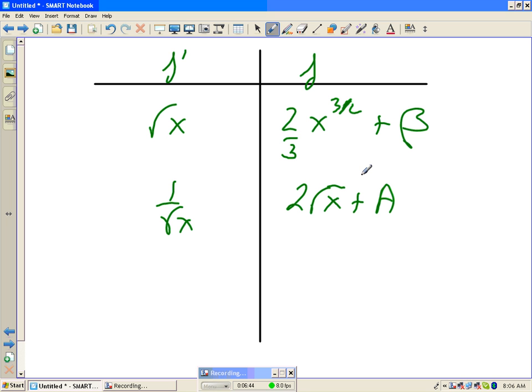Well, check it. This is x to the 1 half. Wouldn't it be rad x over 2? Well, let's see. Let's check it. This is x to the 1 half, right? So differentiate x to the 1 half. What happens to the 1 half? It goes out in front. 1 half of 2 is 1.